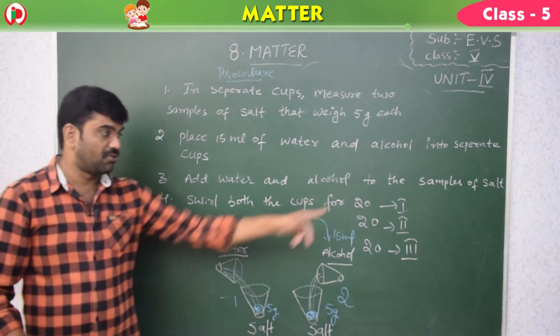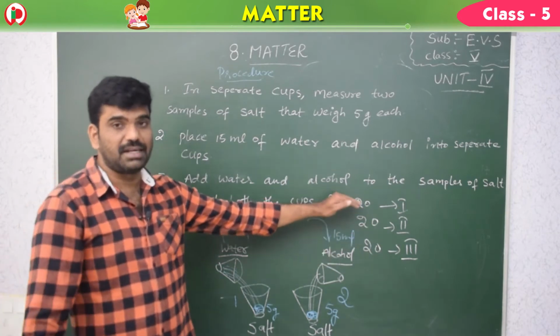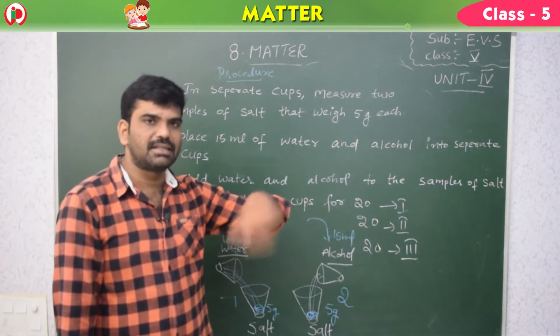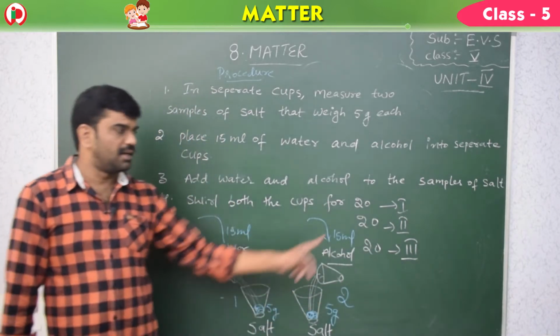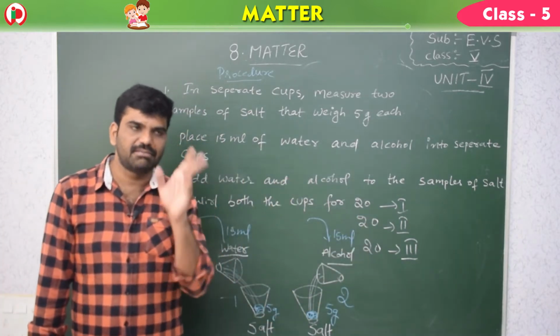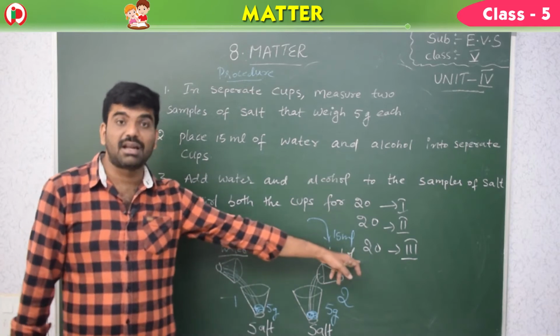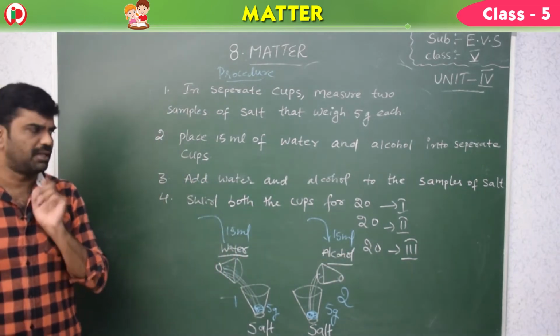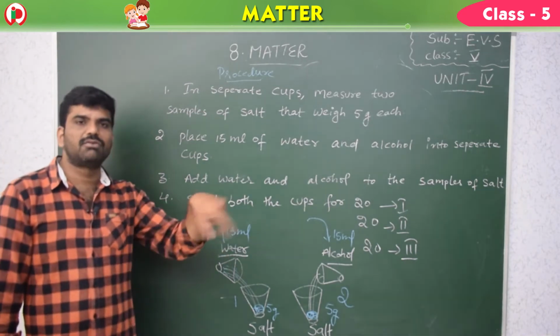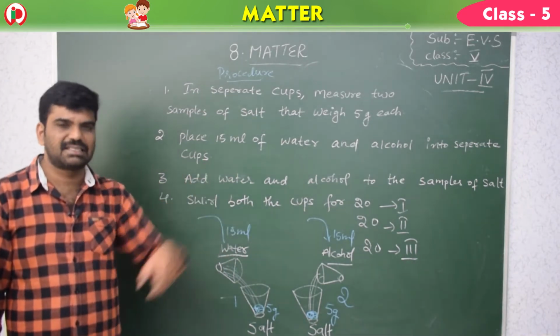That is the reason I wrote 1, 2, 3. First 20 seconds, you have to do like this and check here. Next 20 seconds, same thing. Third, this is the last 20 seconds, totally 60 seconds. 60 seconds is equal to 1 minute. So, for 1 minute you have to swirl the glasses.